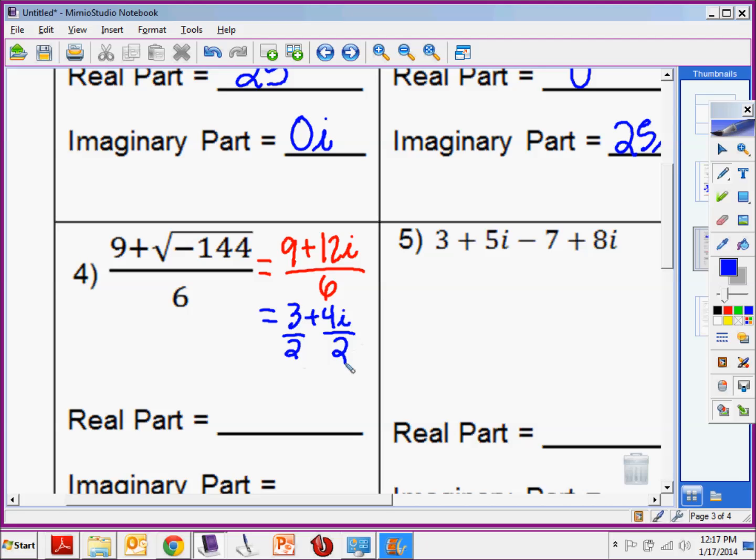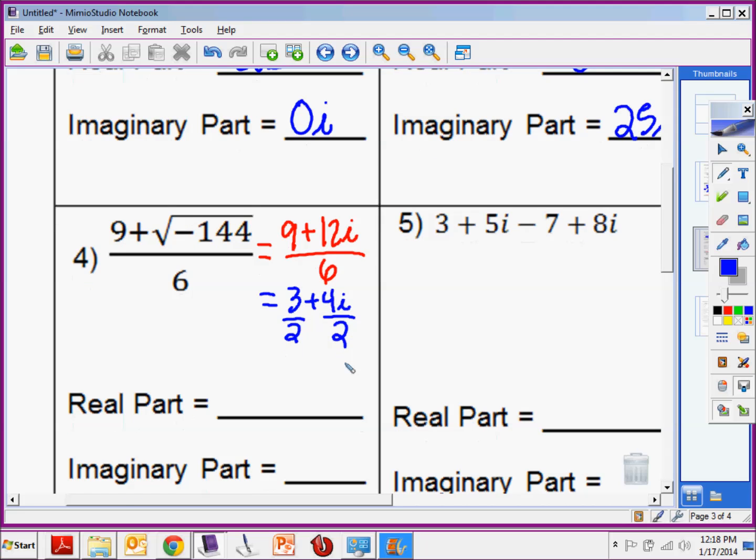The reason why I wrote the 2 separately is that when you're dividing 2 terms by the same number, that means that term is affecting each part. And because we wanted to identify our real part and our imaginary part, I separated my denominator so that it's easier for us to identify our real and our imaginary.